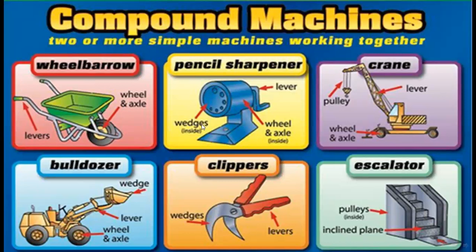Pencil sharpener: see, wedge, lever, wheel and axle. And crane, in this picture, you have the pulley, lever, and wheel and axle. Bulldozer: wedge, lever, wheel and axle. Clippers: here you see the sharp point called a wedge, and that one is a lever. Inshallah, in the next lecture we can discuss in detail the escalator, pulleys, and inclined plane. So when two or more simple machines work together, they are called compound machines.